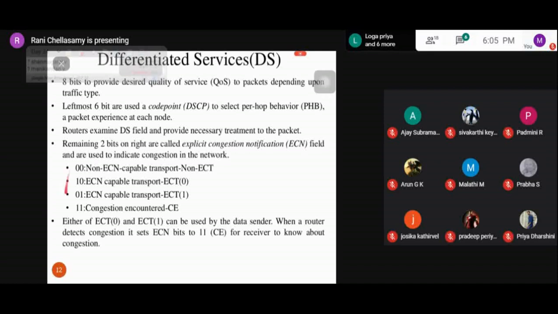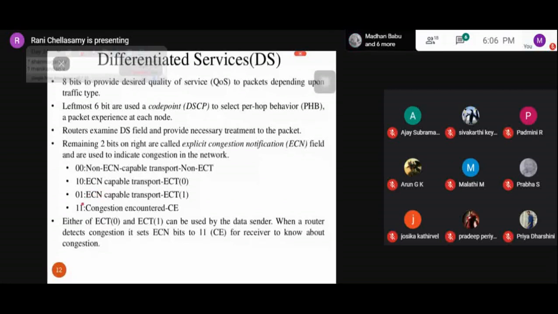If the bits are 00, it represents non-ECN capable transport. 10 represents ECN capable transport, that is ECT 0, and 01 represents ECT 1. 11 represents congestion encountered. So 11 is representing that congestion has occurred. It is specifying that. So this ECT 0, ECT 1.